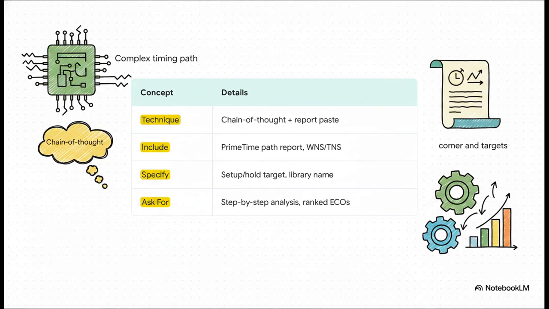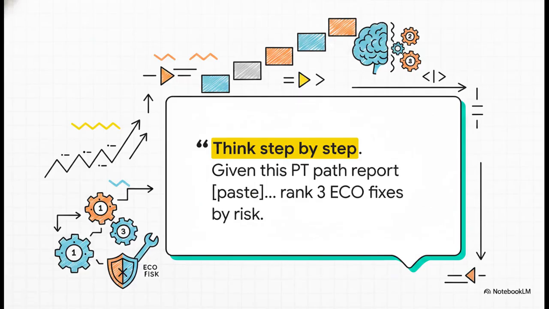You paste in a full path report from PrimeTime, you give it all the context about the corner and your targets, and then, this is the important part, you explicitly ask the model to analyze that path step by step. The magic phrase is right there at the beginning. Think step by step. This simple instruction forces the LLM to break down the problem logically, just like a senior engineer would. It will actually deconstruct the path, pinpoint the biggest slack killers, and then suggest ECO options ranked by their potential risk. This is how you get deep, insightful analysis instead of a generic answer.